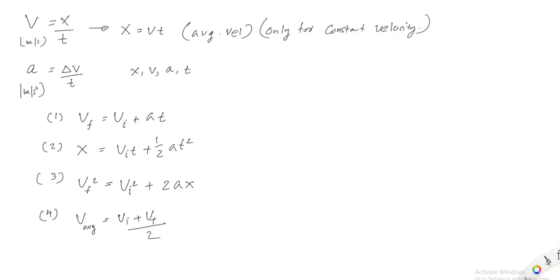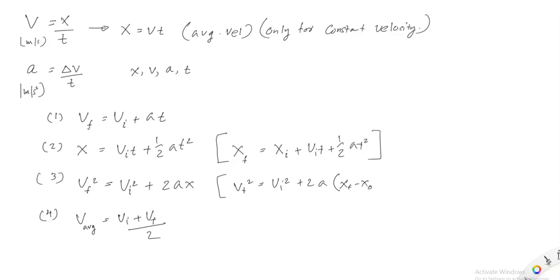So these equations, sometimes you might see, for example, the second one written as distance final equals distance initial plus v initial t plus half at squared. Same thing for this one, v final squared equals vi squared plus 2 times a times, instead of just the distance, the delta distance, the difference between x final and x initial.